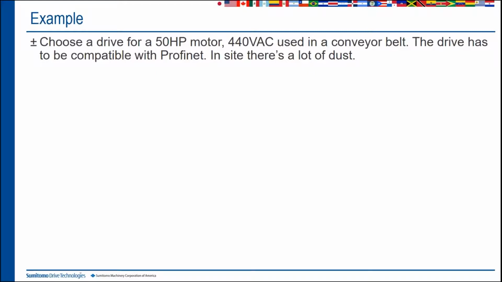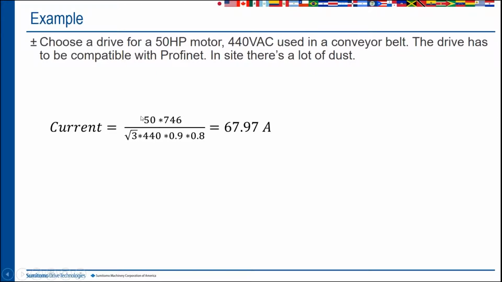Of course, I have already solved this. So if my motor power is 50 HP and our supply voltage is 440 volts, three-phase, I'm using here an efficiency factor of 90% and a power factor of 80%, just to be quite standard. This will give me basically 68 amps.